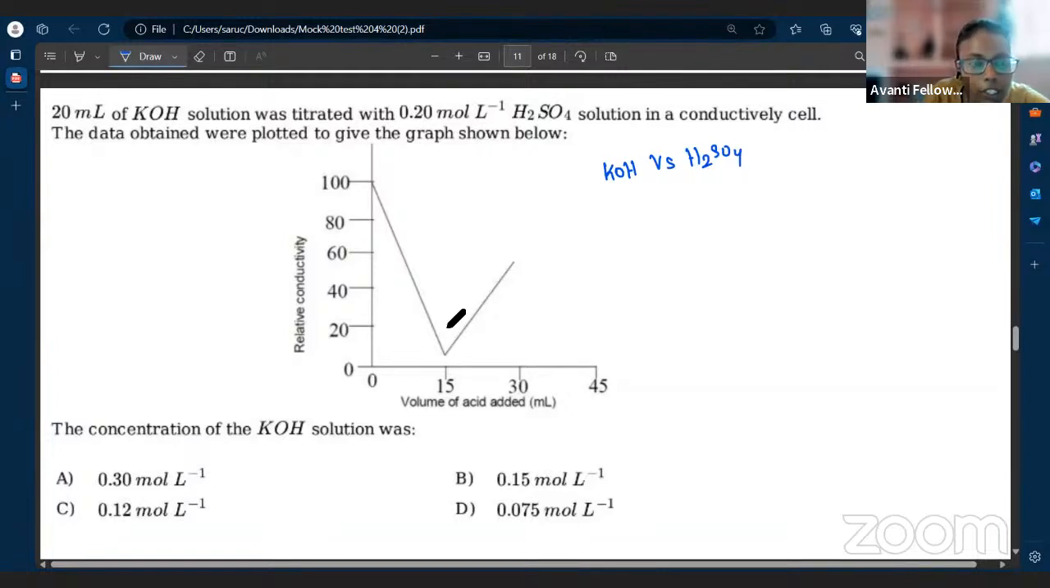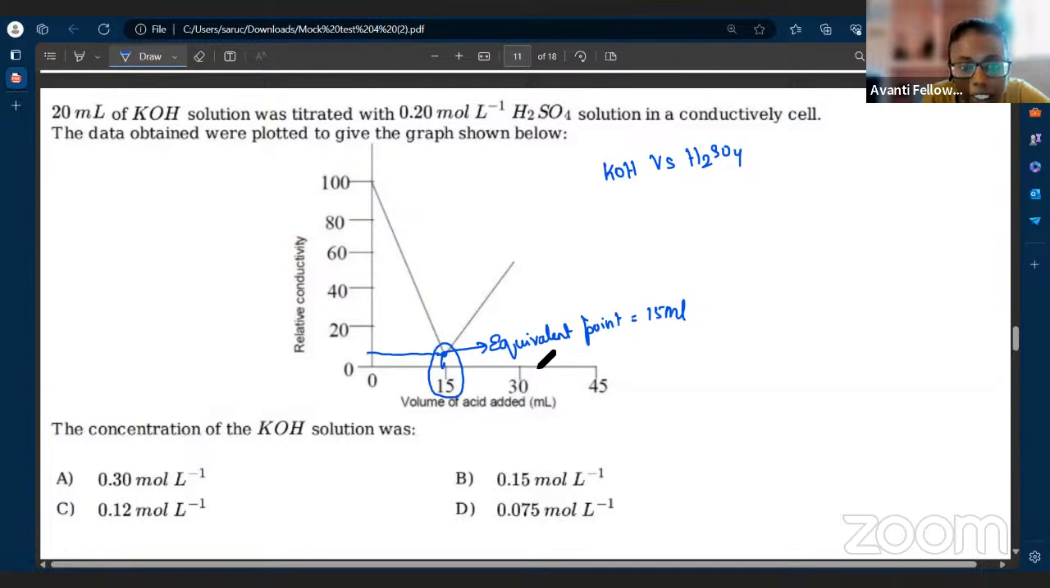From the data, you can understand what the equivalence point is. 15 is the equivalence point, this point, where the relative conductivity is minimum. The volume at which the relative conductivity is minimum is your equivalence point. So the equivalence point is 15 ml. This is the data we got from the graph, and you have to find the concentration of the KOH.